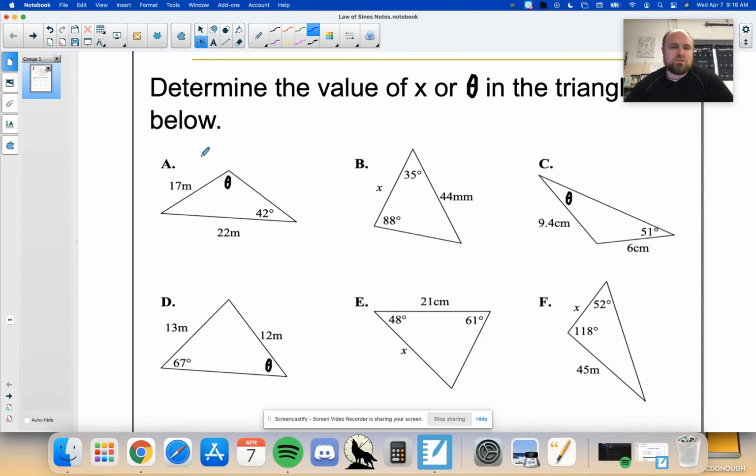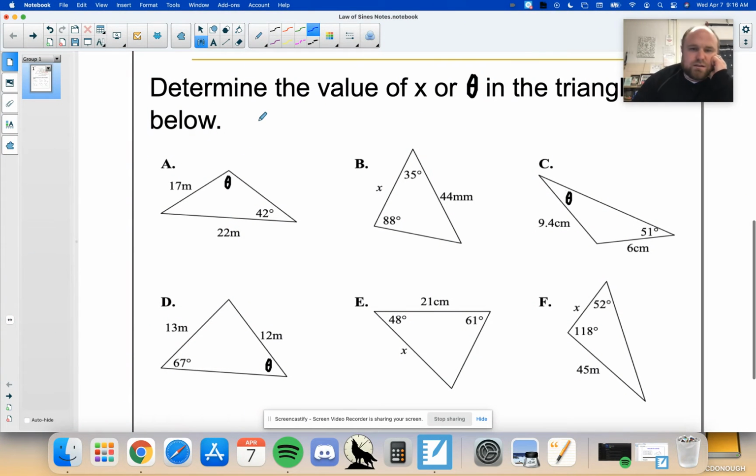The first one that we're going to try is letter A, and we're looking for angle theta. Because we're looking for an angle theta, we want to figure out what theta is across from. And theta is across from the 22 meters, so we're going to use 22 across from angle theta.